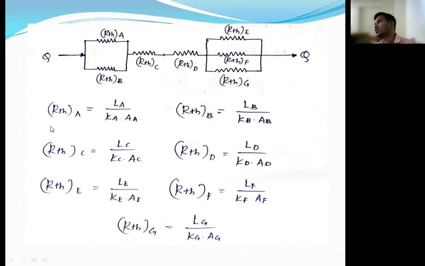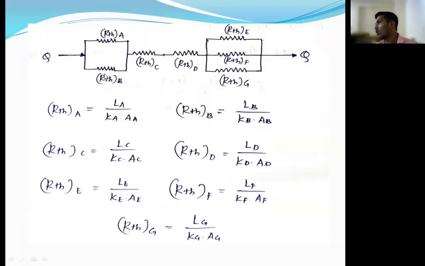Okay, so thermal resistance of plate A काय असणार आहे, LA divided by K into area of that particular plate A. Then thermal resistance of plate B, LB divided by KB into AB. Then thermal resistance of plate C is equal to LC divided by KC into AC. Okay, similarly we have to write down the thermal resistance of plate D, E, F and G. Okay, आता प्रत्येक रेजिस्टन्सची आपल्याला व्हॅल्यू कॅल्क्युलेट करू शकतो by using this equation.